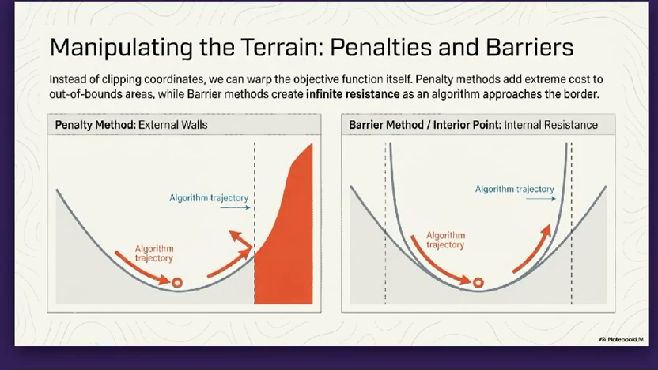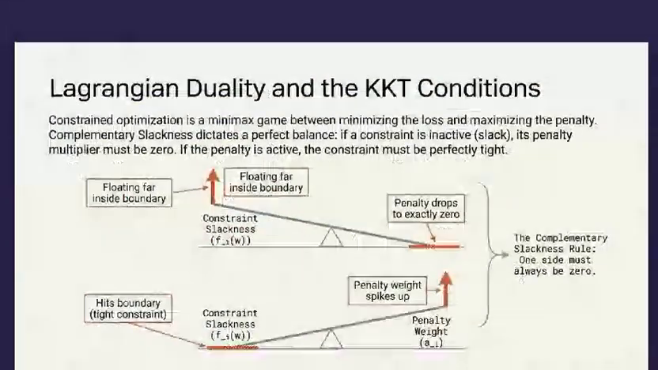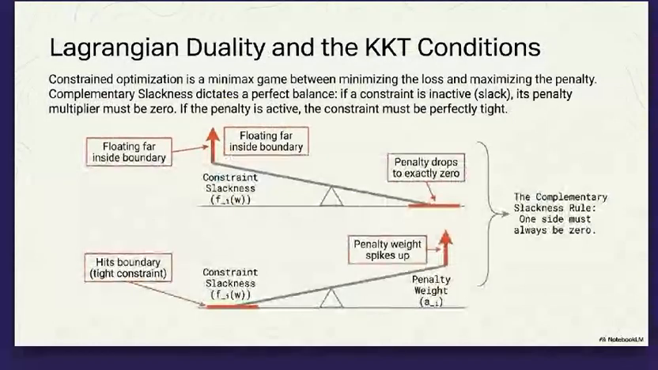We enter what is mathematically defined as a minimax game. Exactly. You construct a Lagrangian function that combines your primary objective, minimizing the loss, with your constraints, each multiplied by a specific penalty weight, a Lagrange multiplier denoted by lambda. So the model is now fighting a war on two fronts. The primary algorithm is desperately trying to push the weights down to minimize the loss. But simultaneously, an adversarial mathematical process is trying to maximize the penalty weights, the lambdas, to punish the algorithm for breaking the rules. Minimize and maximize.